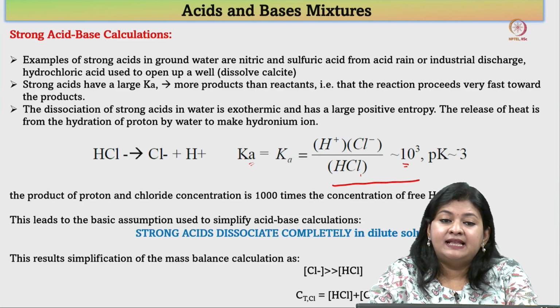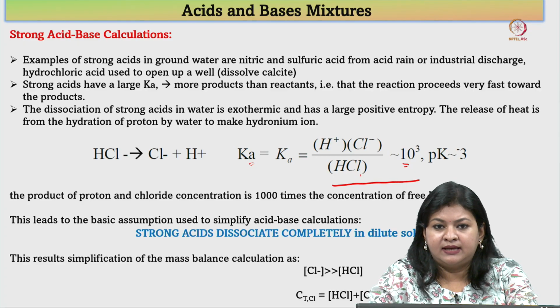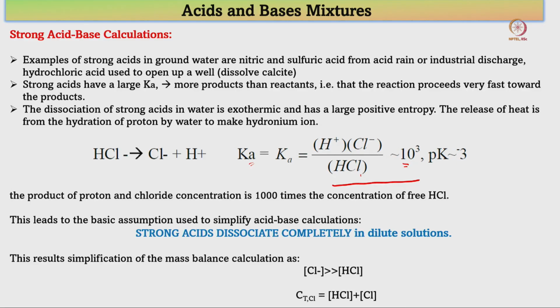And this leads to the very basic assumption to simplify our acid-base calculations, that strong acids dissociate completely in dilute solutions. That means the undissociated HCl term is negligible and you can remove this term. And even for mass balance, the chloride ion concentration is very great as compared to the undissociated HCl concentration.